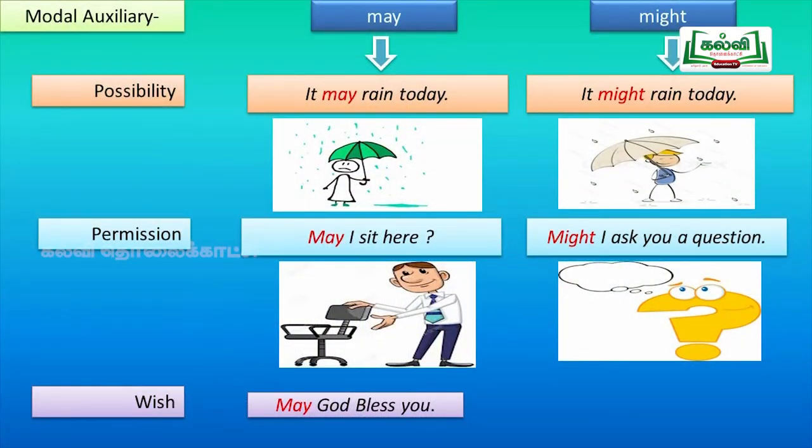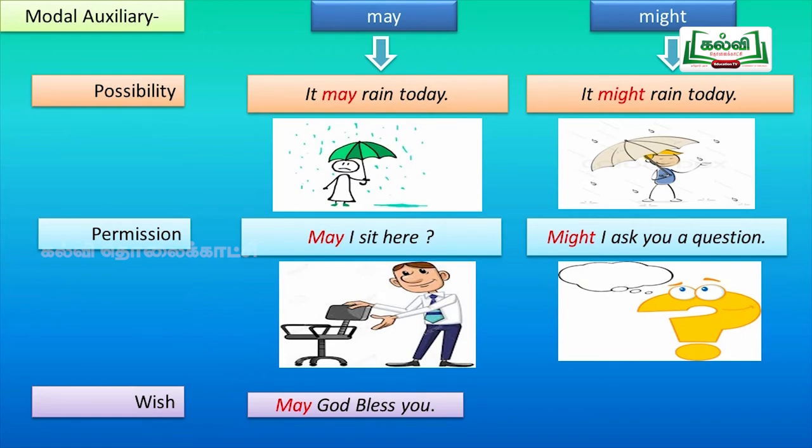Moving to the next one, may and might. May is to show the possibility, and for permission, and also for making a wish. Look at the picture. A girl with an umbrella. So the possibility here is, it may rain today. And for using might, it might rain today. There is a slight difference in using may as well as might. When you use might, the meaning has to be less possible than may.